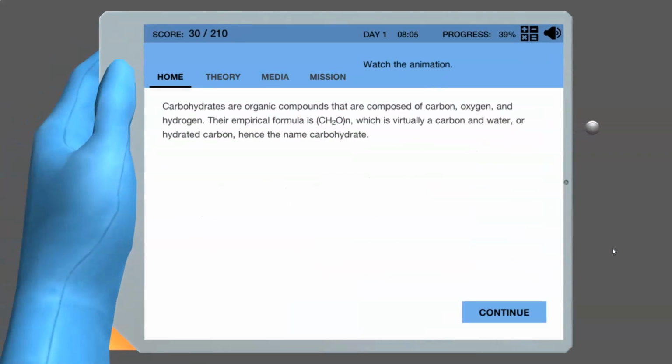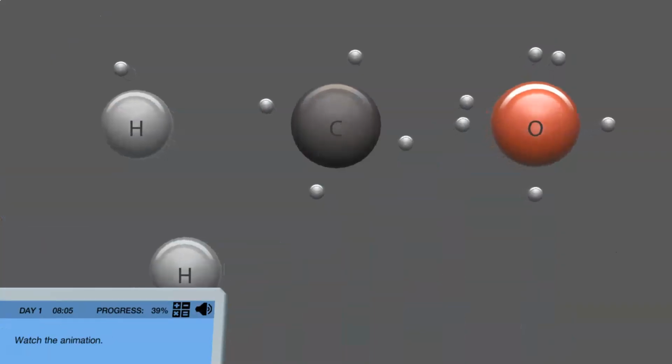Carbohydrates are organic compounds that are composed of carbon, oxygen, and hydrogen. Their empirical formula is CH2O, which is virtually a carbon and water, or hydrated carbon, hence the name carbohydrate. Carbohydrates include sugars and polymers of sugars. The simplest type of carbohydrates are monosaccharides or simple sugars.